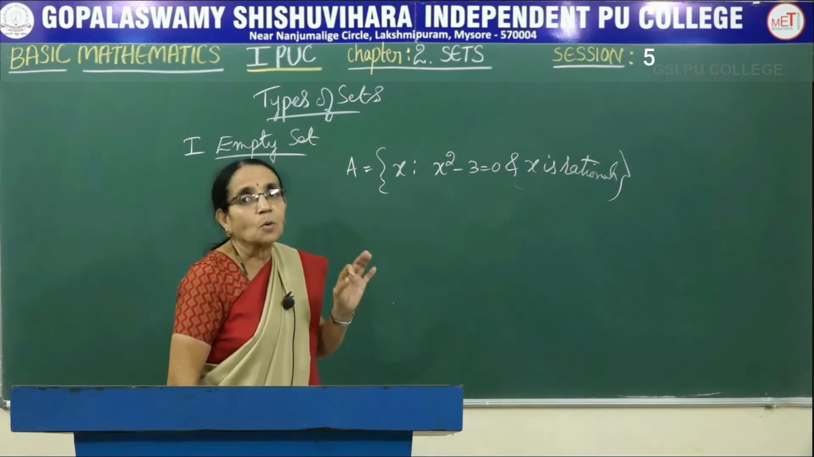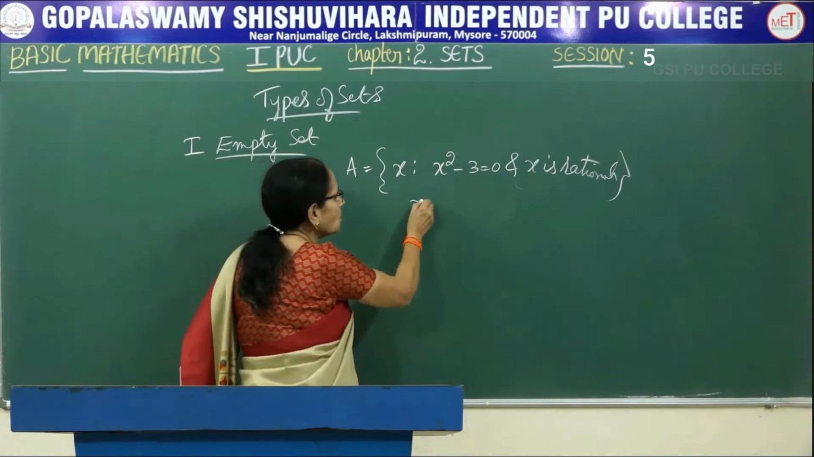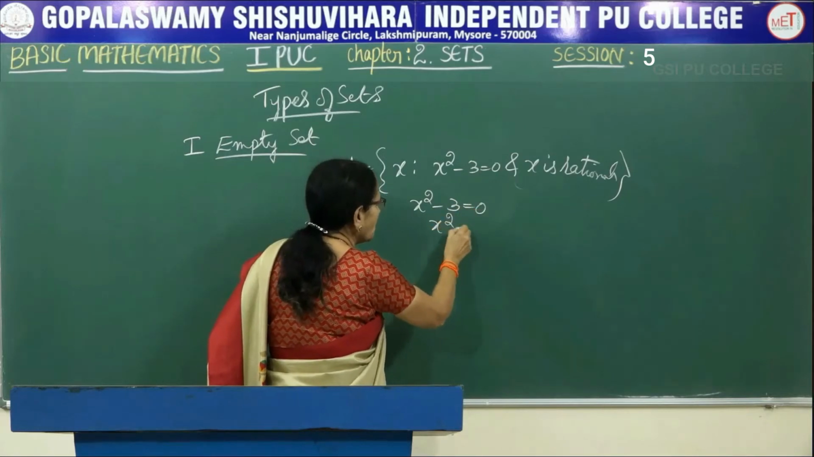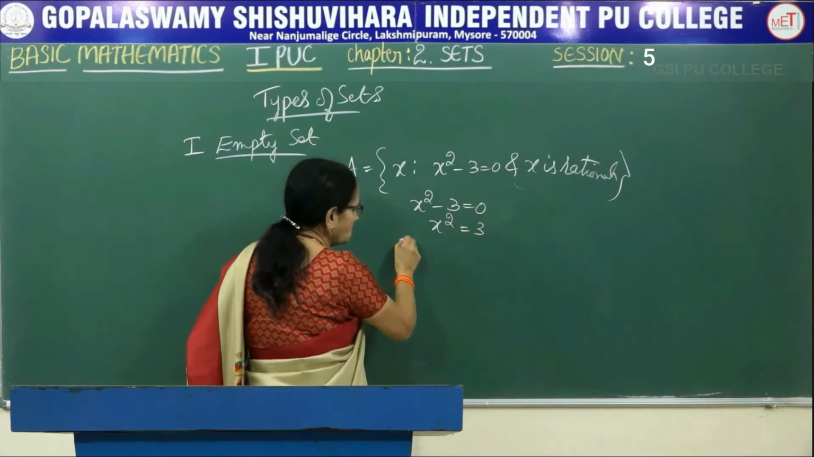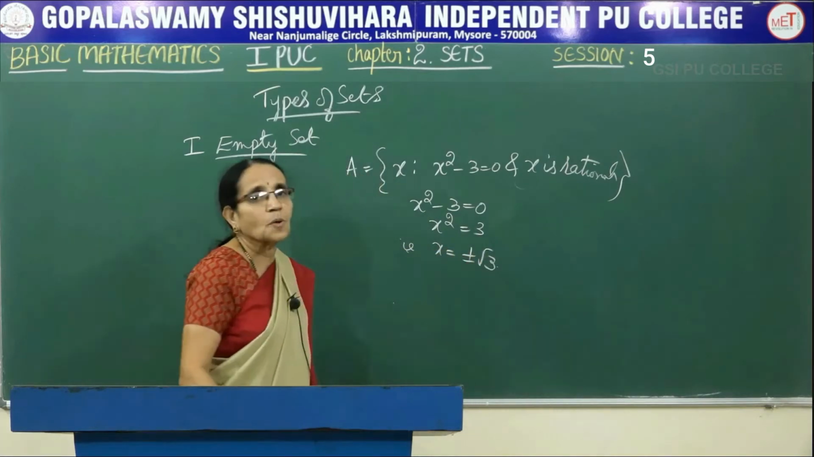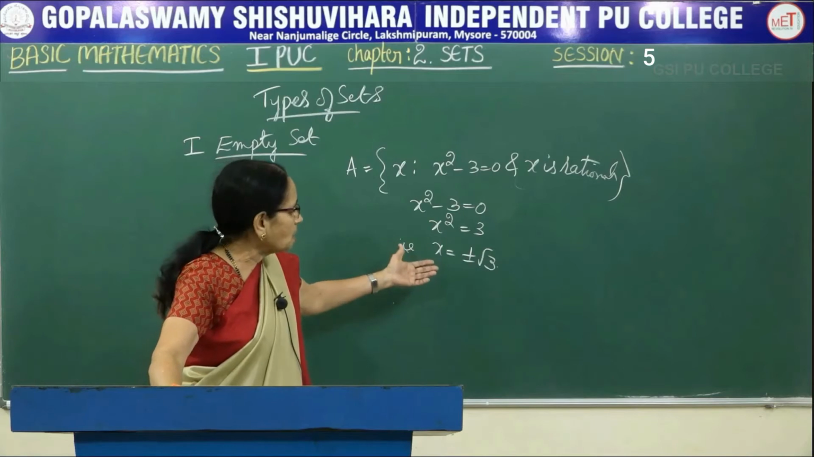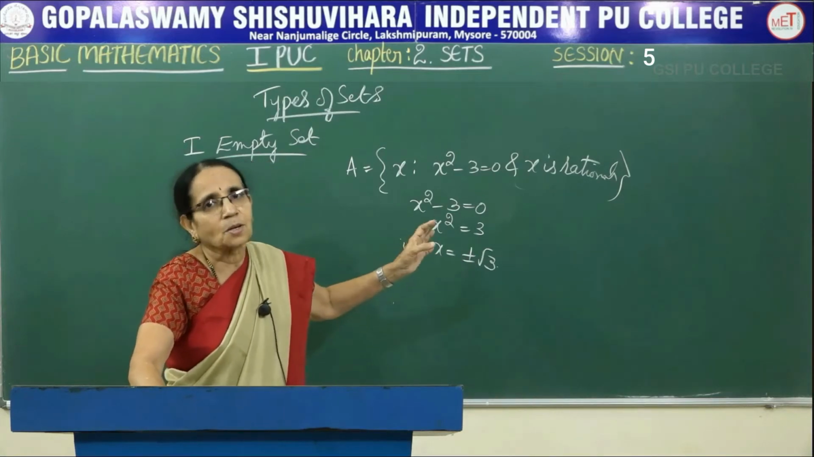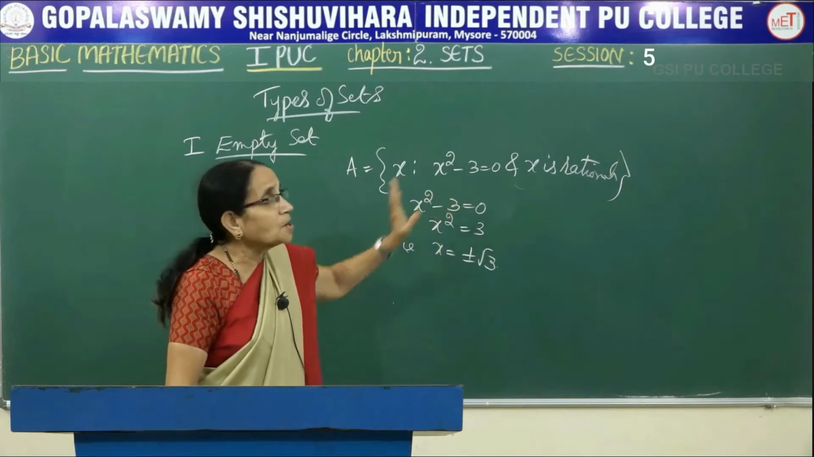It is nothing but a quadratic equation. Let me solve the equation. x square minus 3 equal to 0 implies x square equal to 3, that is x is equal to plus or minus square root of 3. Now plus root 3 or minus root 3, what type of number is it? It is an irrational number, whereas I have written x is rational.